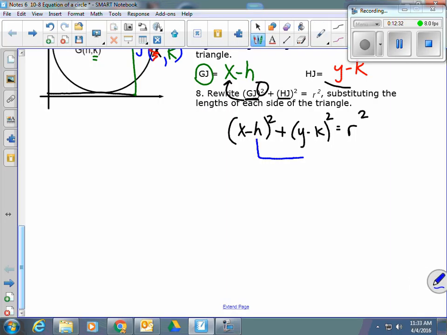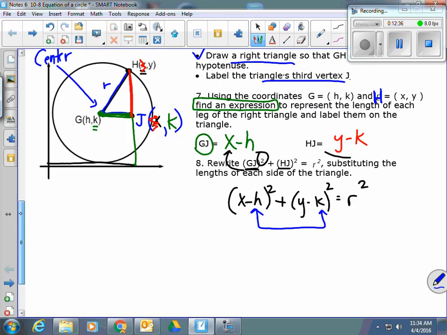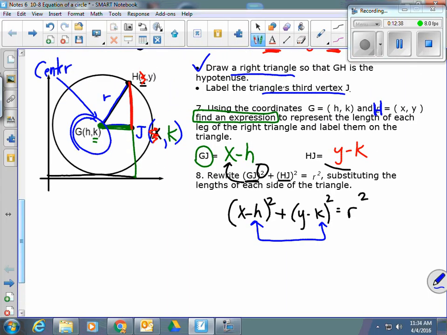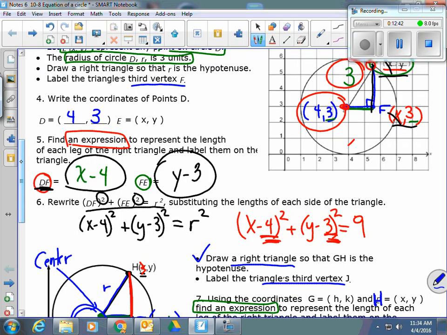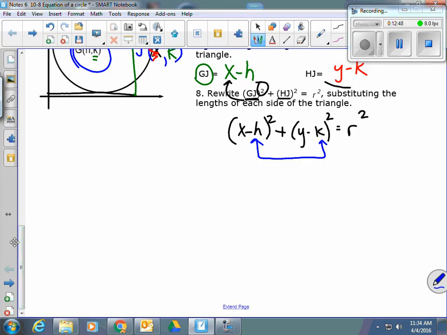H and K, where did those come from? The center, just like we did back over here, correct? Remember we had the 4 and the 3? Okay, and what does R stand for? Radius. Do you kind of know where all those numbers came from? Good, that's the equation of a circle.